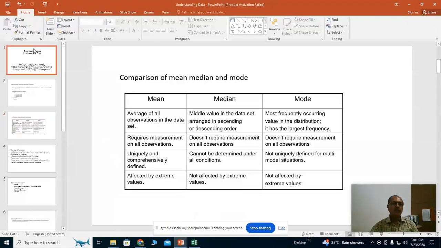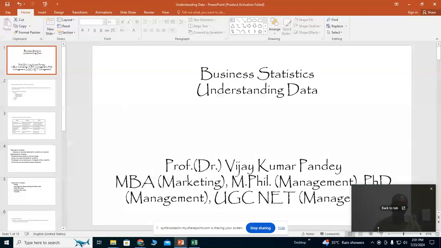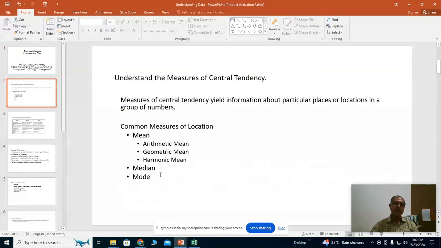Good morning, scholars. In this session, I am going to discuss the characteristics of the data. That means we are trying to understand the data. So let's see what the different measures are to understand the data. The first is the measurement of central tendency. Central tendency is basically finding the central location of the data.